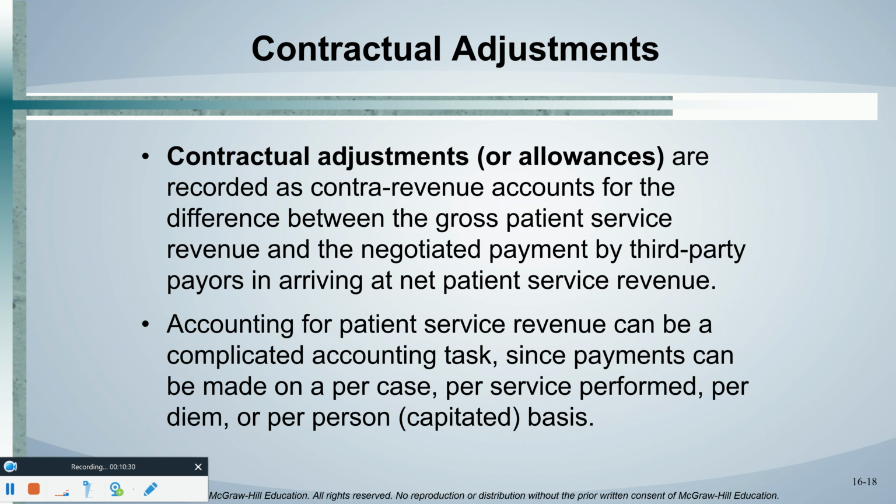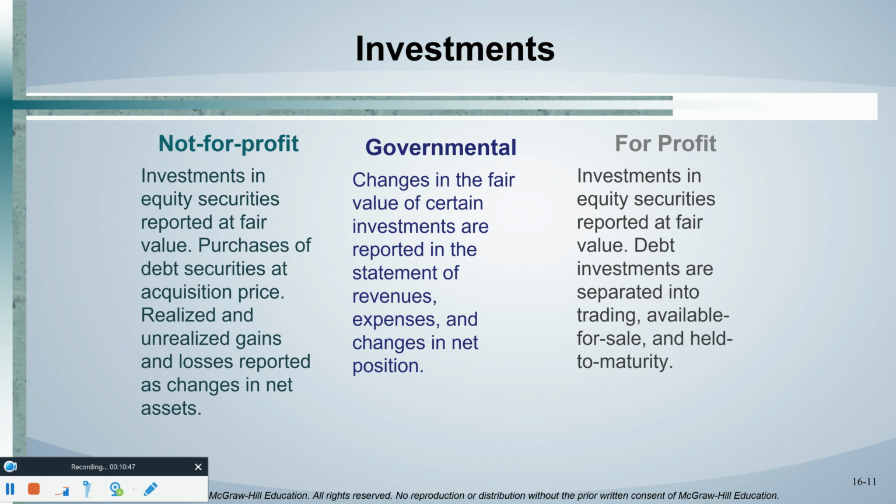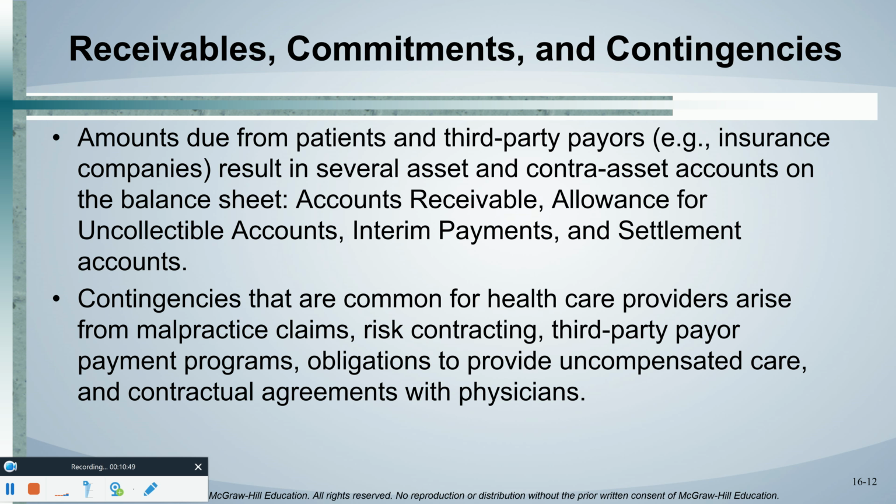And here's the slide that talks about the contractual adjustments. Once again, it is the contra revenue account, the difference between the gross revenue and the agreed upon amount between the healthcare provider and the insurance companies. All right, let me work my way back to where we were. We were over here. So basically, that's what we were talking about, receivables, how they're recorded at the net amount between the gross revenue and the contractual agreement between the provider and the insurance company.